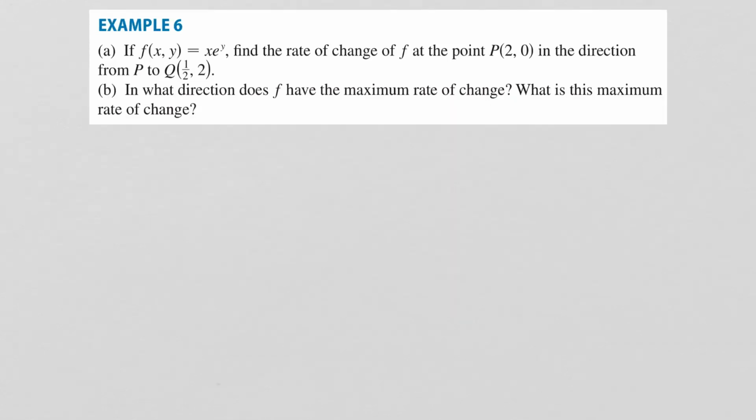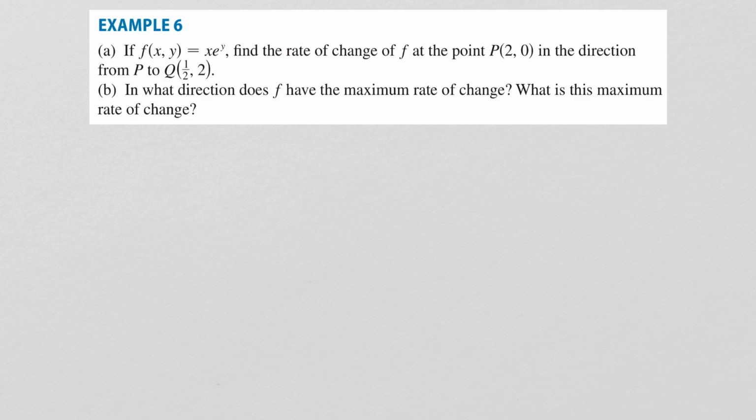So for example, if you have a function f, let's go ahead and find the rate of change of f at the point (2, 0) in the direction from P to Q. And then part B, in what direction does f have the maximum rate of change? And what is this maximum rate of change?